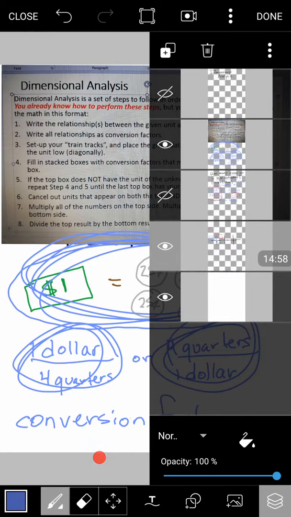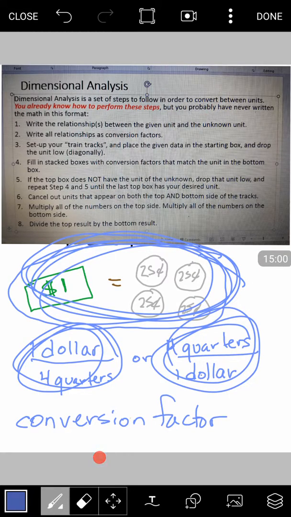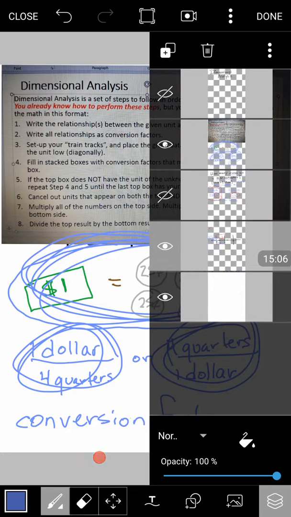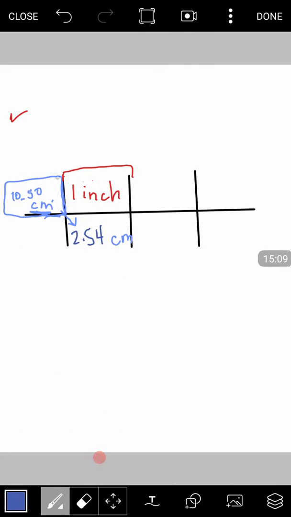If we go back to the steps, step 6: cancel out units that appear on both the top and the bottom side of the tracks. Top side of the tracks, we have centimeters here and we have inches here. On the bottom of the tracks, we have centimeters. So centimeters is showing up on the top side and the bottom side. So we are going to cancel centimeters out.